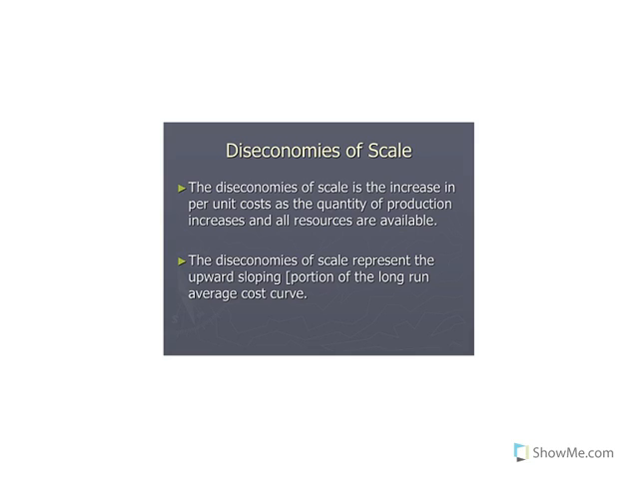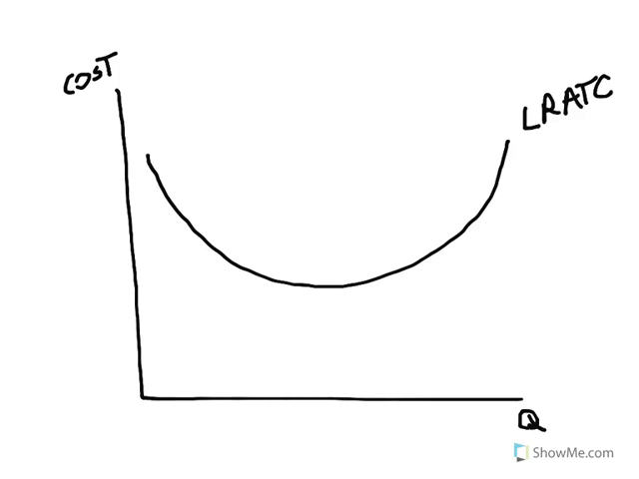Diseconomies of scale is going to be the opposite. That is going to increase the per unit costs as the quantity of production increases and all the resources are available. So that's going to represent the upward sloping of the long run average cost curve. So again, let's say this is what my long run average total cost curve looks like, and let's say I was currently producing a quantity of output right here. So in other words, here's the quantity of output, which means my cost per unit would be right here.